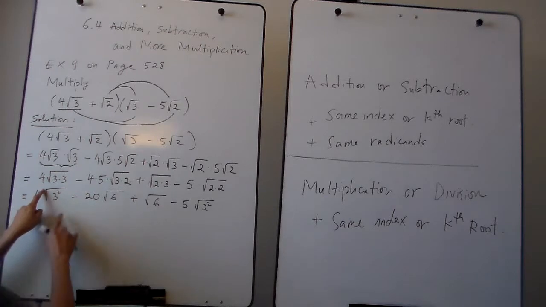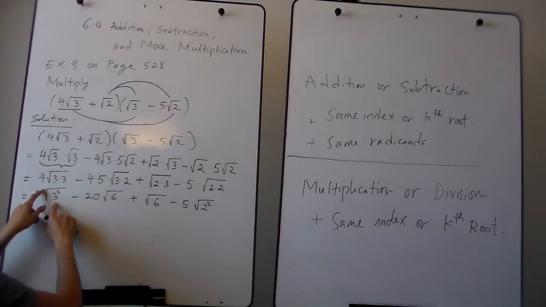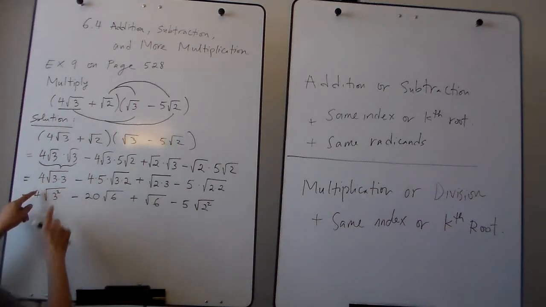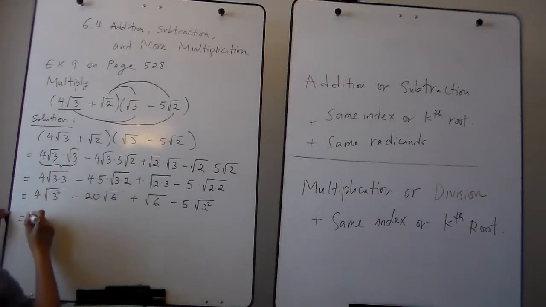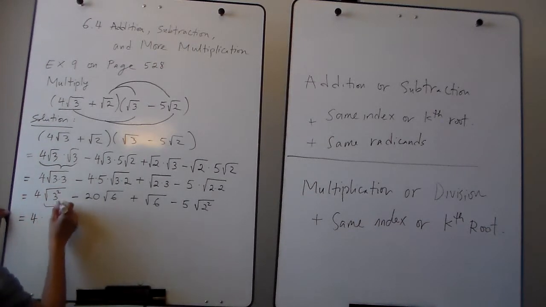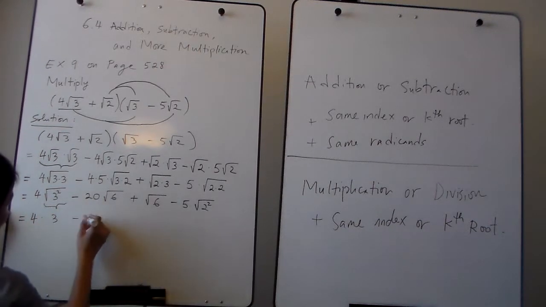So the index is 2, and if the factor inside this radical has the exponent 2 matched with the index 2, that means you can factor this 3 outside. So 4 times 3 minus 20.